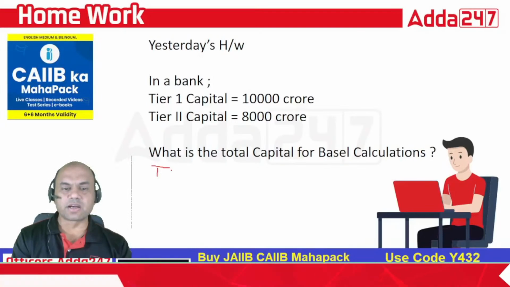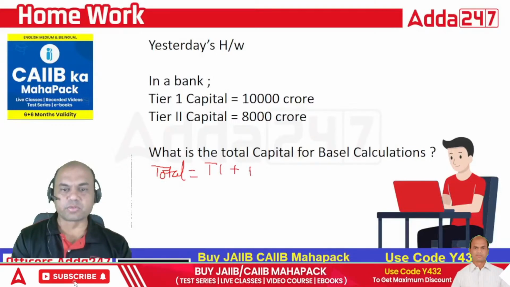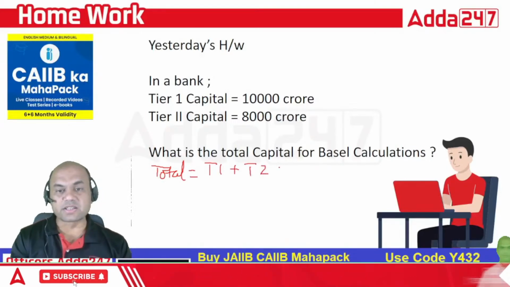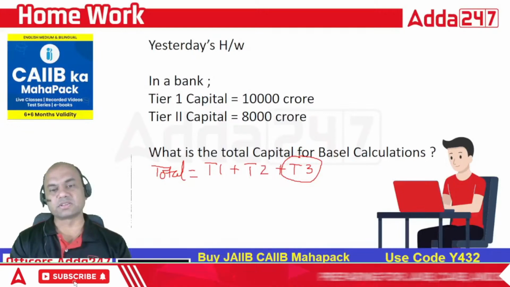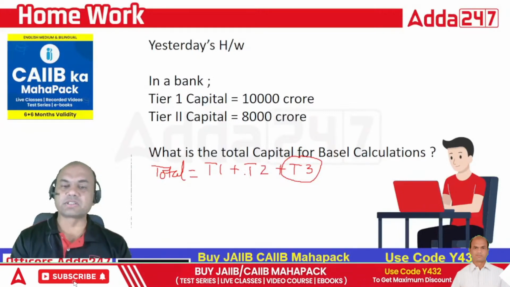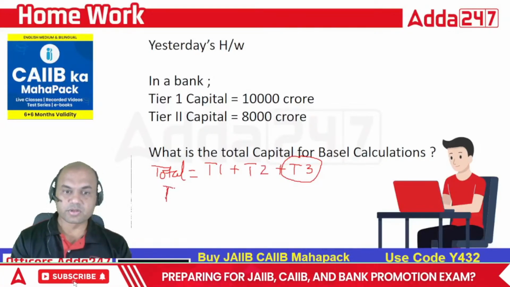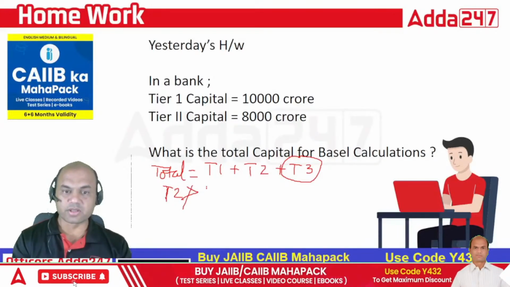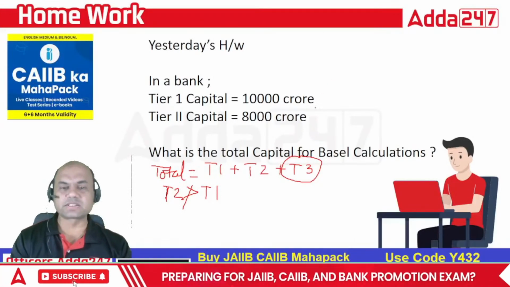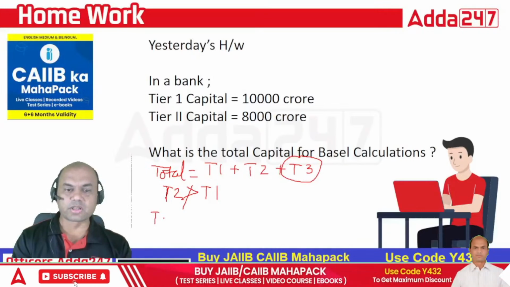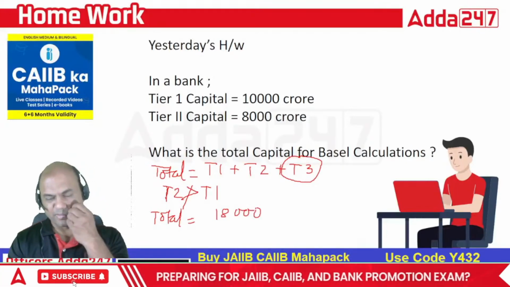Total equals T1 plus T2. There is also something called tier 3 capital, but tier 3 is not taken into Basel calculation, that's an emergency capital. So only T1 plus T2, and there is one condition: T2 cannot be greater than T1. Here it is not, so I'll take whatever is given. So my total capital becomes 18,000, 10 plus 8, simple.